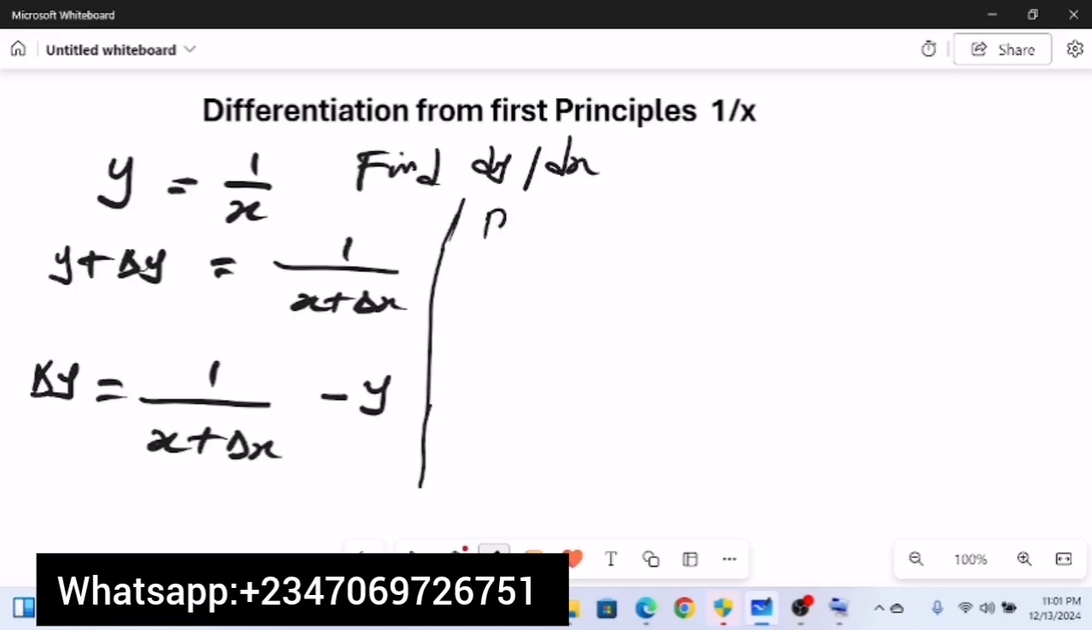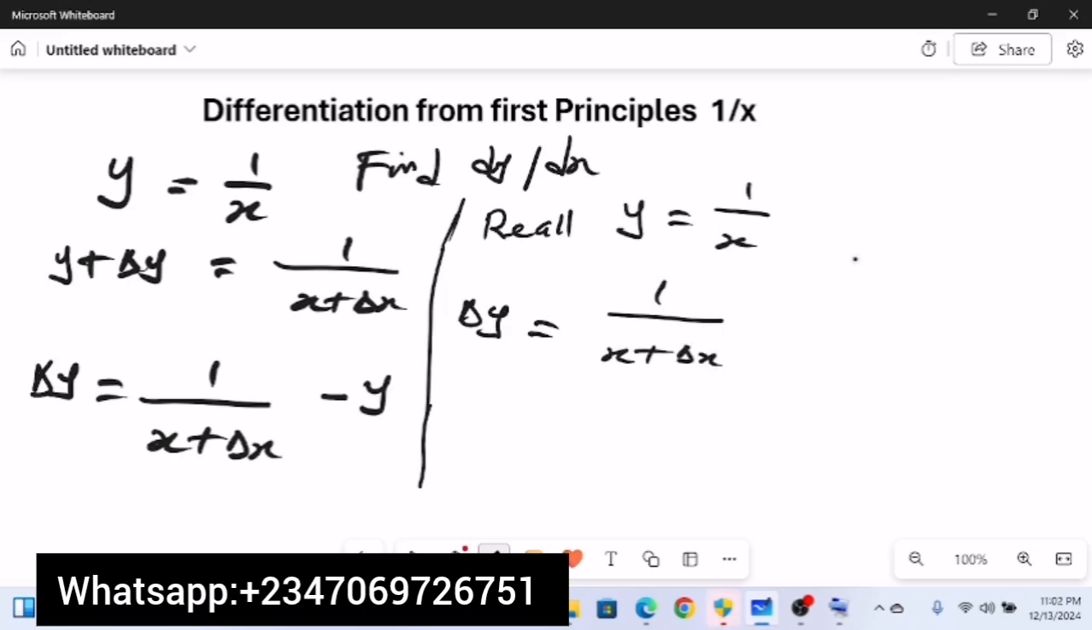Now you recall that y itself is actually what? 1 all over x. We said this earlier. So in place of this y here, we simply plug in 1 over x. The equation becomes change in y to be equal to 1 all over x plus change in x. Now minus, in place of this y, we simply put in what? 1 over x, simply because y is 1 over x.